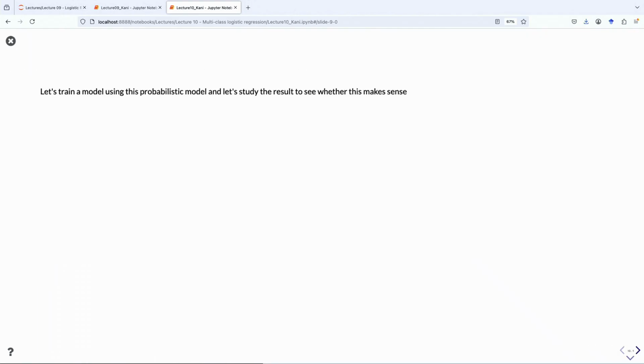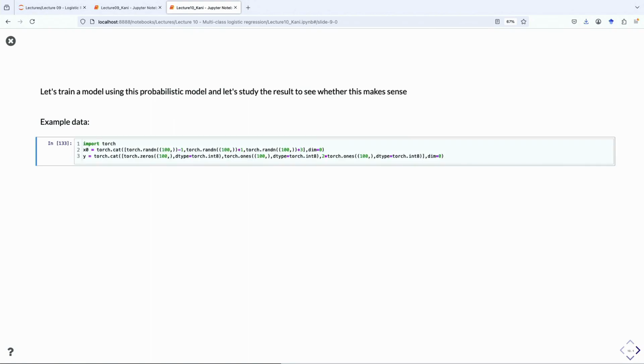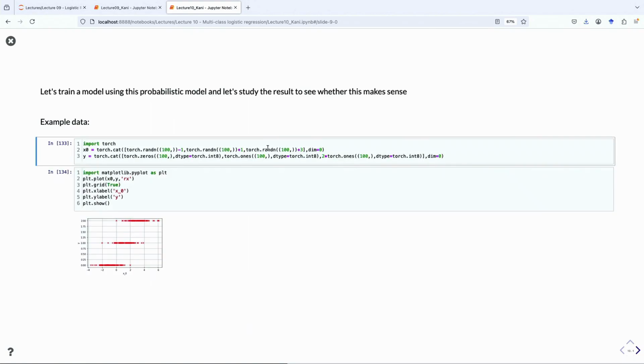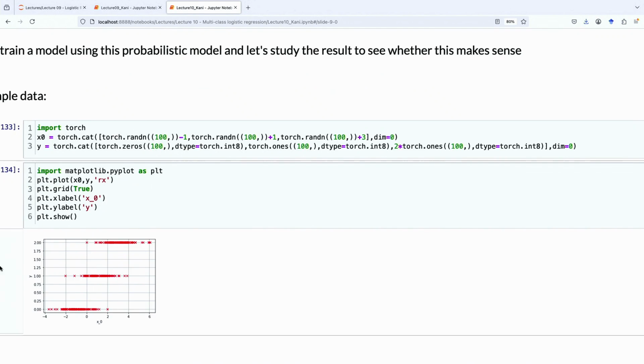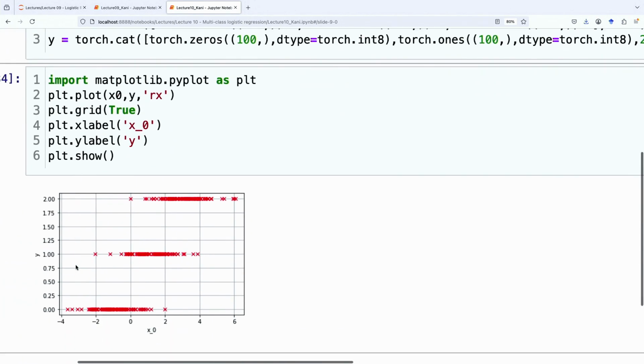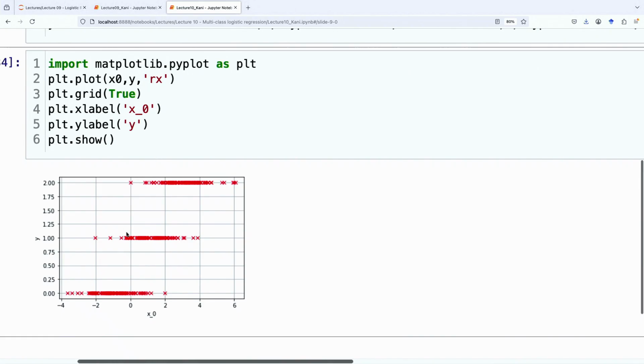So let's train a model with the probabilistic model, and let's see if the results make sense. We have some example data like so. Again, we generate it the same way we did last class, except now this sample has 3 different labels, 0, 1, and 2. But the major thing is that these labels overlap. So they're not linearly separable, which hampers the one versus rest classification.